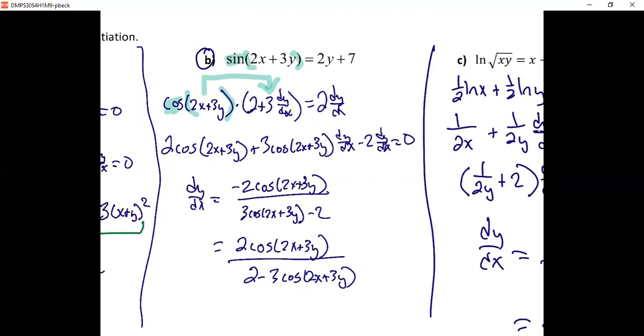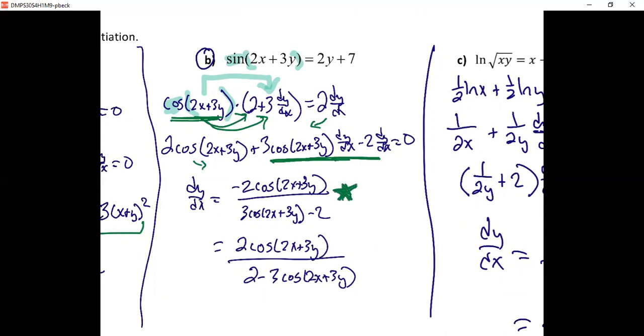And then suddenly we're like, wait a second, I have multiple dy dx's. So just like before, I am going to have to distribute this expression to both the 2 and the 3 dy dx. I also am bringing the 2 dy dx to the other side by subtracting. Once I get there, I factor out the dy dx, bring this to the other side to get this expression. And I'm happy with this expression.